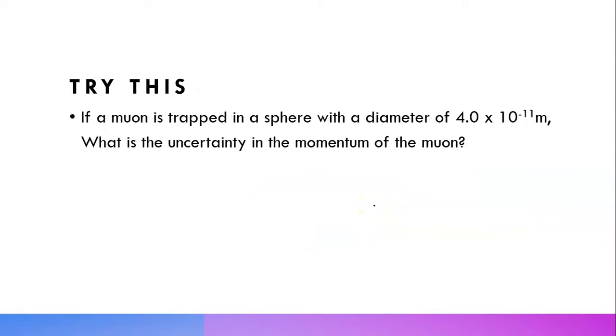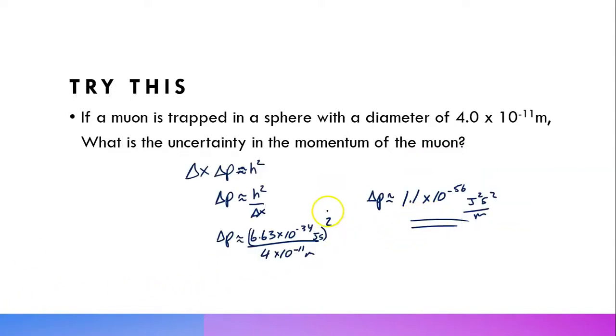Give this one a try. Pause the video and just see how you do with this one. Hey, welcome back. And again, delta x, delta p, proportional to h squared. Dividing both sides by delta x gets you an uncertainty of approximately 1.1 times 10 to the negative 56 joules squared seconds squared per meter.